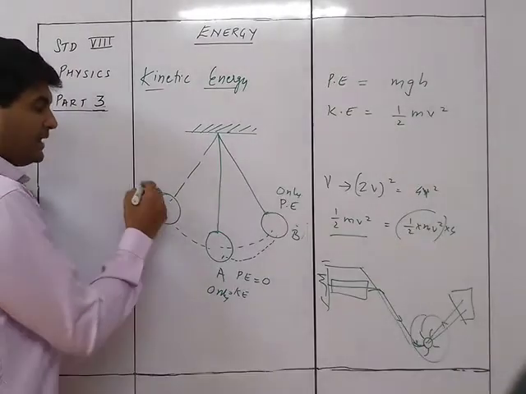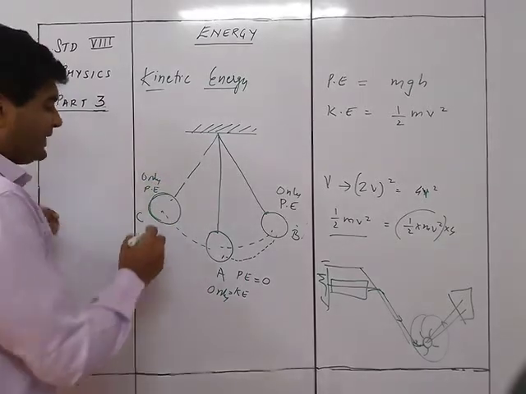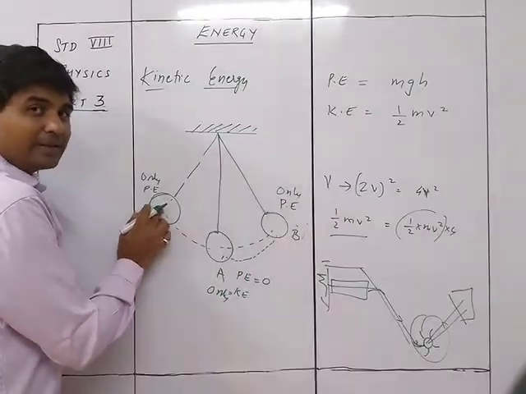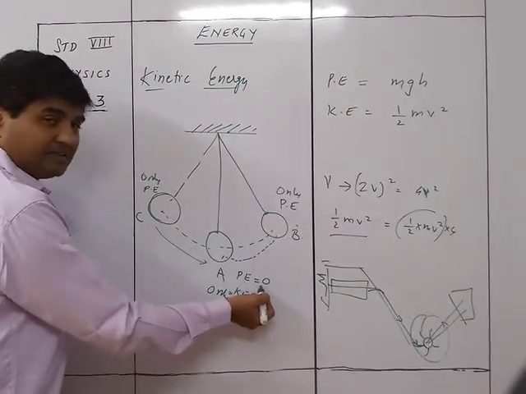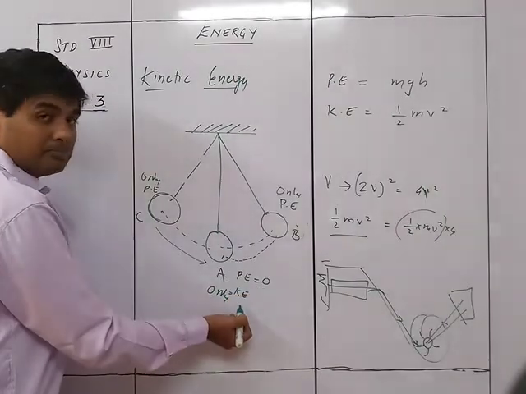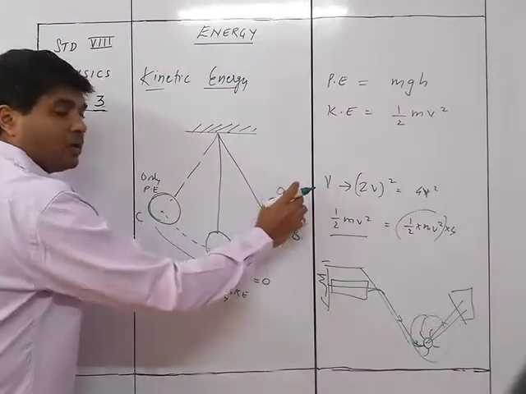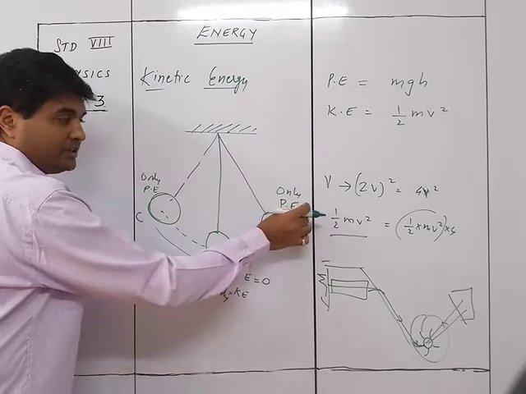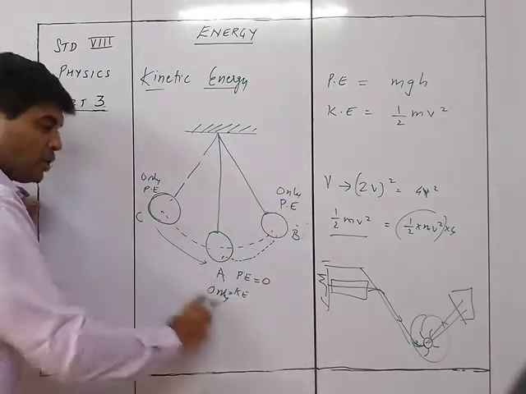At this point again it will have only potential energy. Then it will travel back again. At this point again it will have potential energy zero, kinetic energy maximum. Again, because it has kinetic energy, it will automatically go to this particular position where potential energy again becomes the only thing available, kinetic energy becomes zero, and so on.